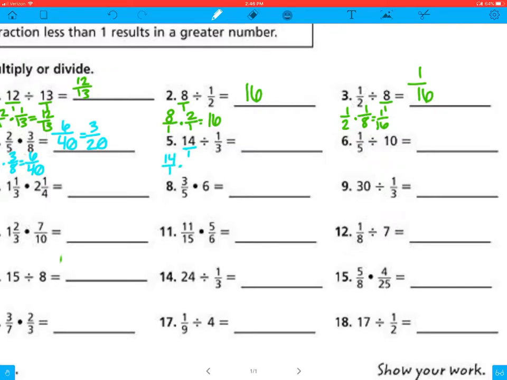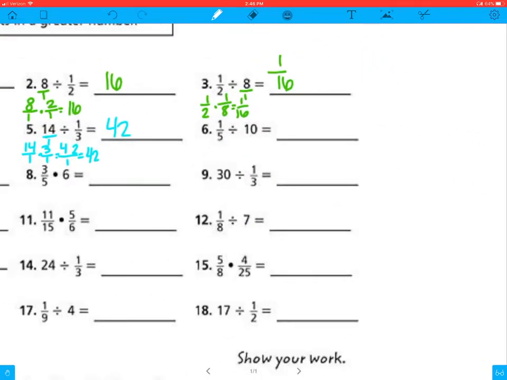14 divided by 1/3. 14 over 1 multiplied by 3 over 1, again the reciprocal, is 42 over 1. That's like saying, how many thirds does 14 have? 1/5 divided by 10 is the same thing as 1/5 multiplied by 1/10, which is equal to 1/50.